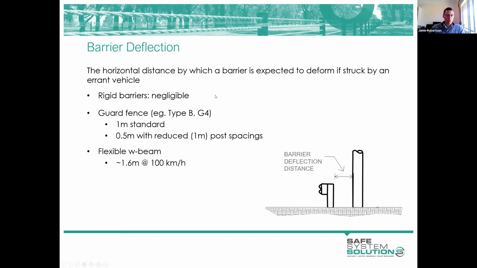Flexible W-beam products deflect by in the order of 1.6 metres. That's at standard post spacings. You can reduce the post spacings for those systems, and for at least some of the products, the suppliers have crash tested those configurations. I can't recall if they publish the numbers in their documentation, but if they don't, you certainly can contact them and they can give you some advice around how much their systems might be expected to deflect with a 1 metre post spacing, for instance.